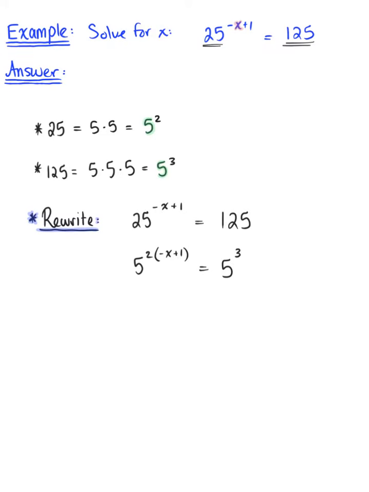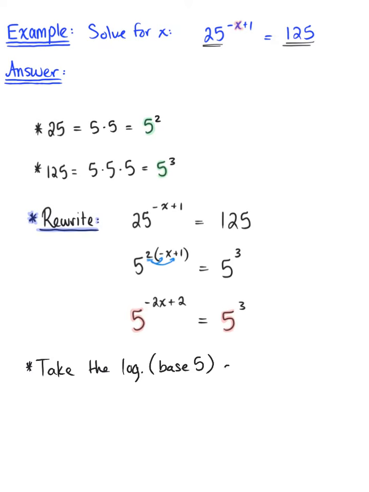Now we can simplify this a tiny bit by taking this 2 and distributing it through to each term in that binomial, which leaves us with 5 raised to the negative 2x plus 2 is equal to 5 cubed. Beautiful! So now that our exponential expression has a base 5 on both sides, we are ready to apply the inverse property. So we are going to take the logarithm, base 5, of both sides of this equation.